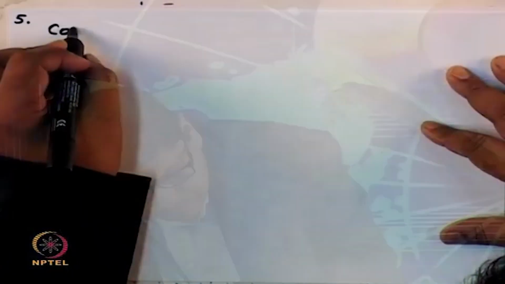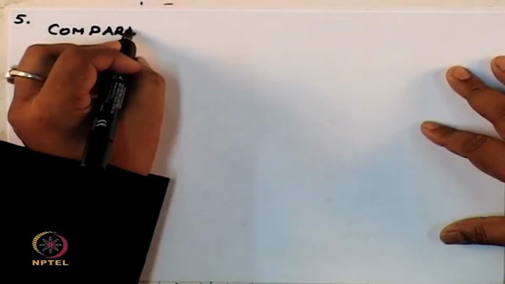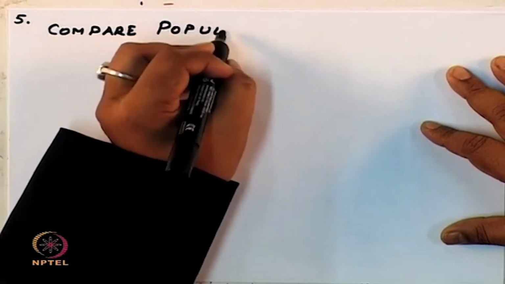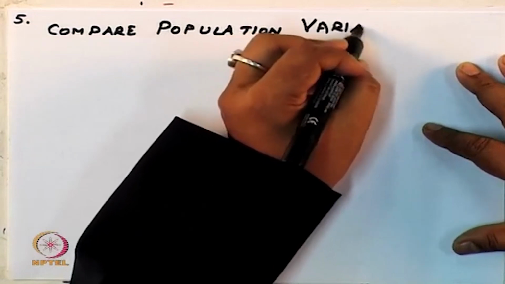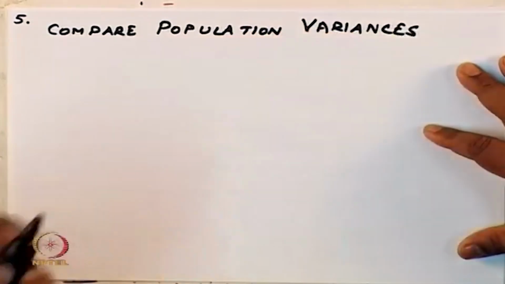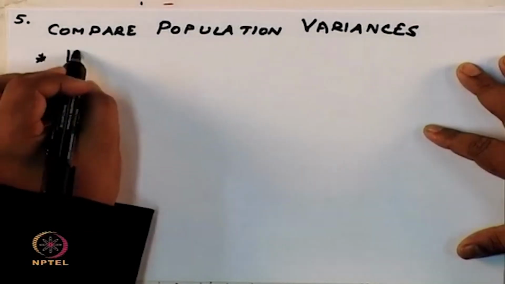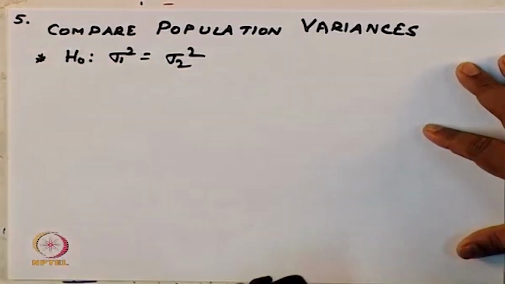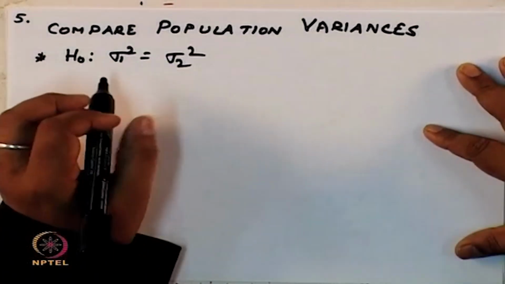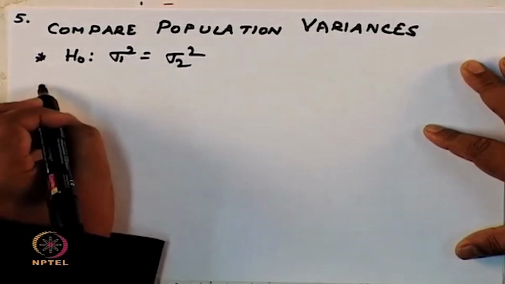Now, let us say instead of estimating population variance, you want to probe the difference of two population variances. So, you want to compare population variances. Your null hypothesis is sigma 1 square equal to sigma 2 square.